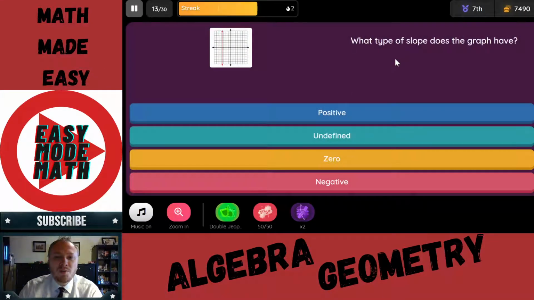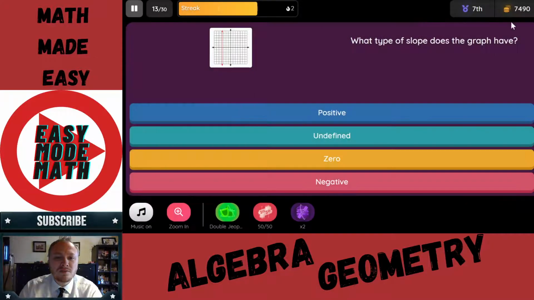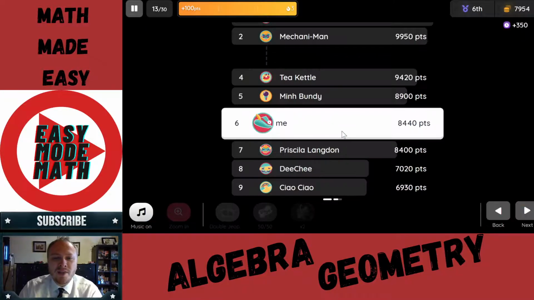What type of slope does the graph have? We have a vertical line here going through the x-axis. Positive, undefined, 0, or negative. Should be undefined. Good job. I'm sure you got that one.